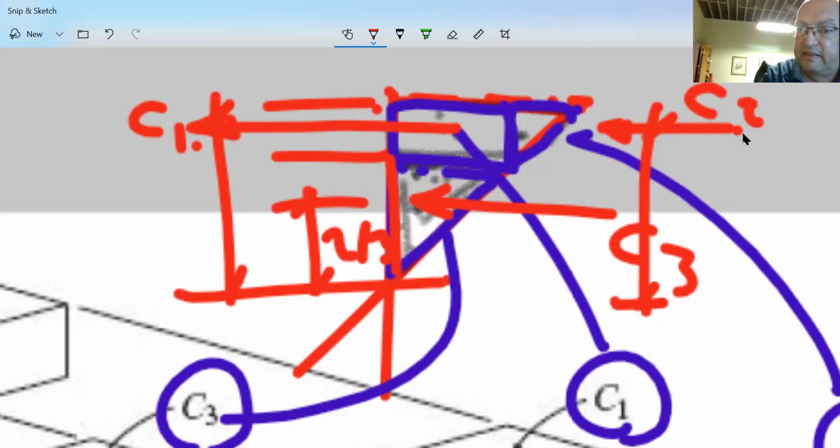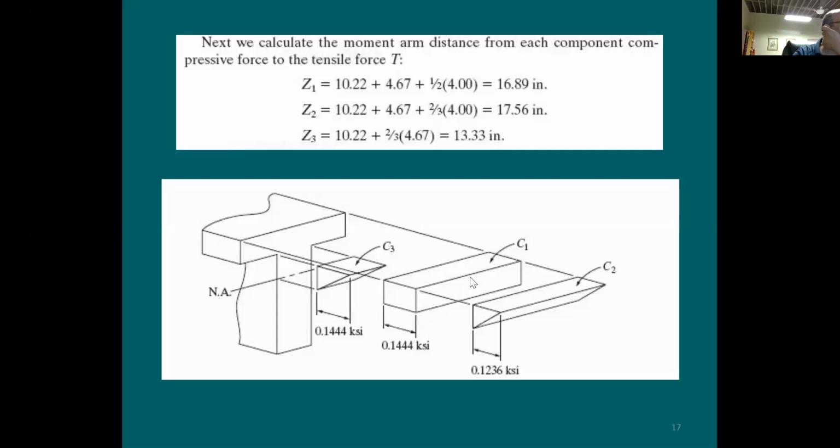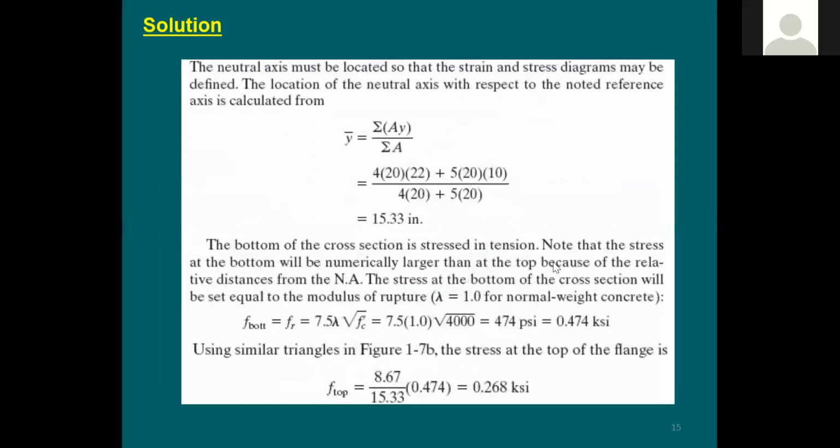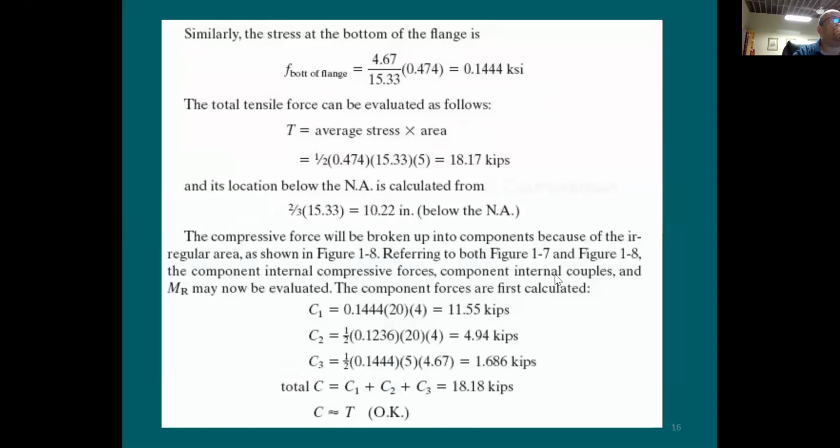This C1 is going to be right in the middle of the flange, because this goes to this rectangular shape. How about C2? C2 is going to be at 1/3 of the flange thickness from the top, because this is a triangular shape. It's going to be 1/3 of the flange depth from the top. Are we good? Yes? All right, let me go back here. So again, I have 3 forces, C1, C2, and C3. Let me go back and look at the analysis that we are doing.